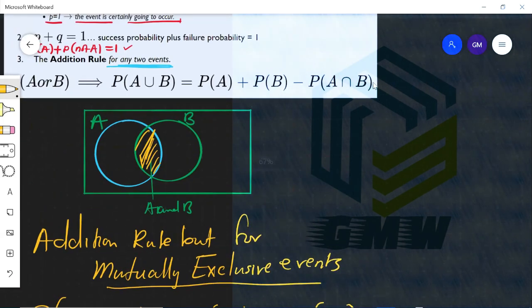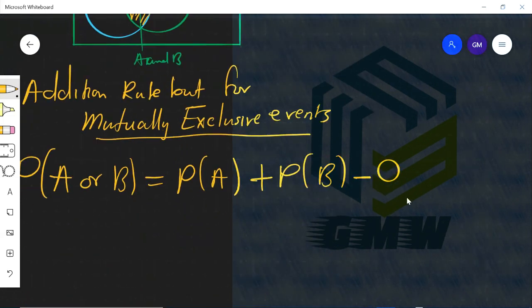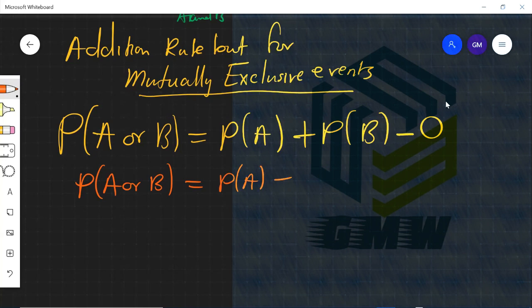But remember that if events are mutually exclusive, the probability of intersection is equal to what? We spoke about it. Probability of intersection for mutually exclusive events will be 0, right? So do you see that the formula will be minus 0? It simply means the actual formula for mutually exclusive events is simply probability of A or B equals probability of A plus probability of B. Just like that, it ends here.